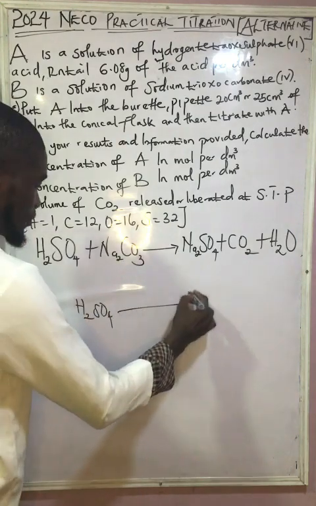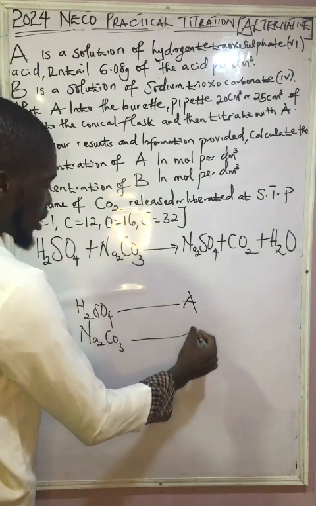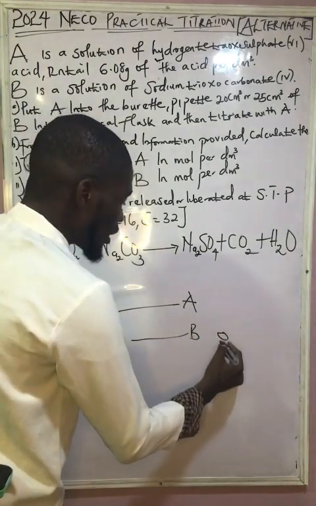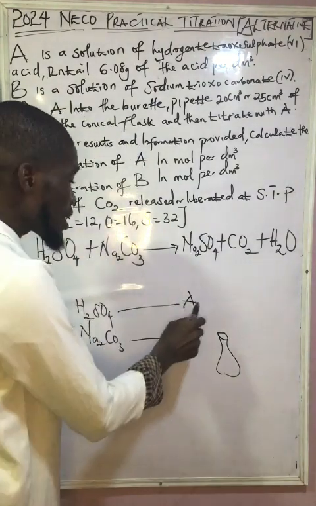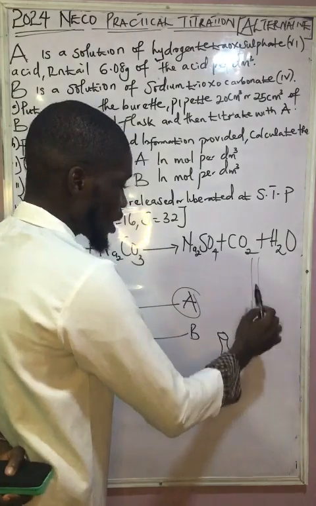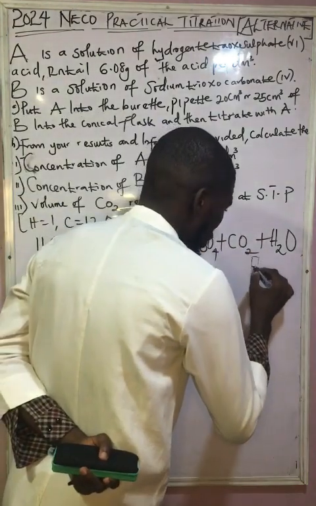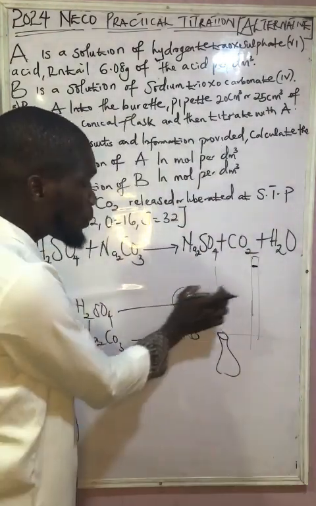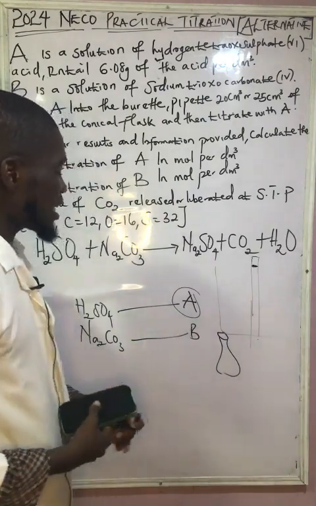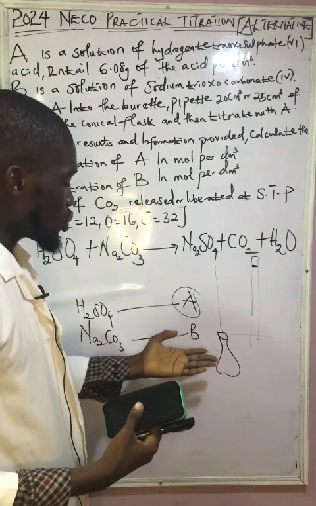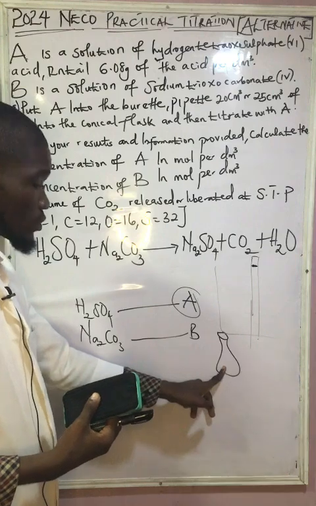These are what? A. And sodium carbonate is what? Our B. This one will be in the conical flask. Is that clear now? So if you are putting this A into the burette where we have our stand, we have a meniscus where the water is going to stop there. Are you with me? Then you pipette either 20 cm cube or 25 cm cube of this into the conical flask.